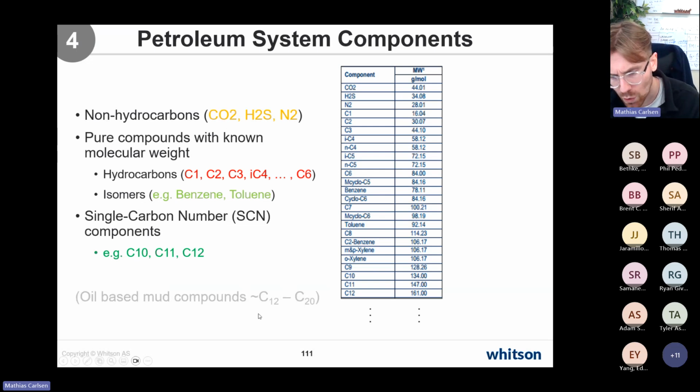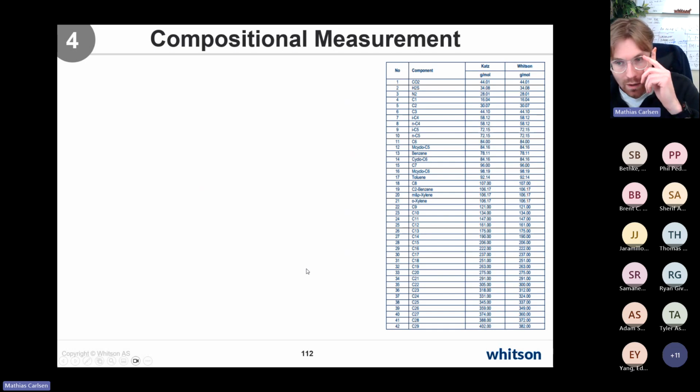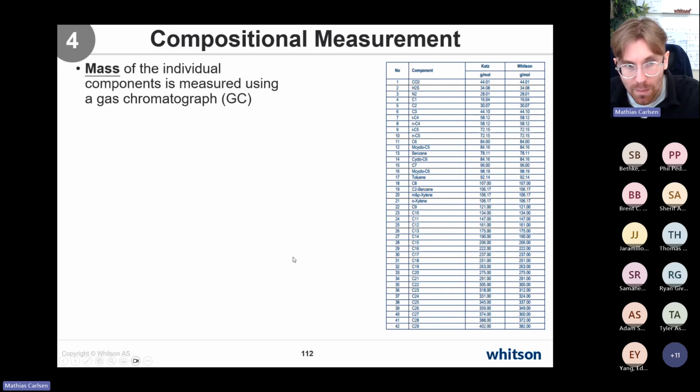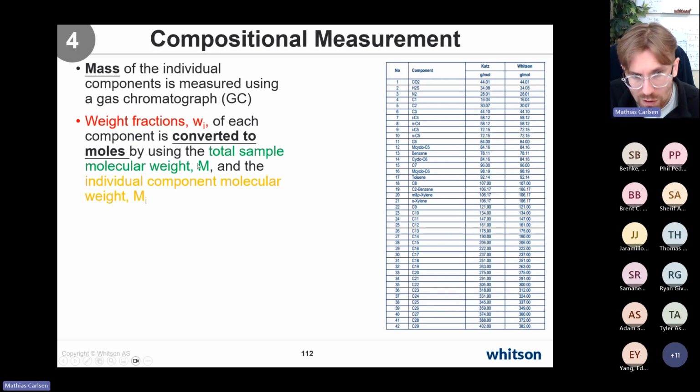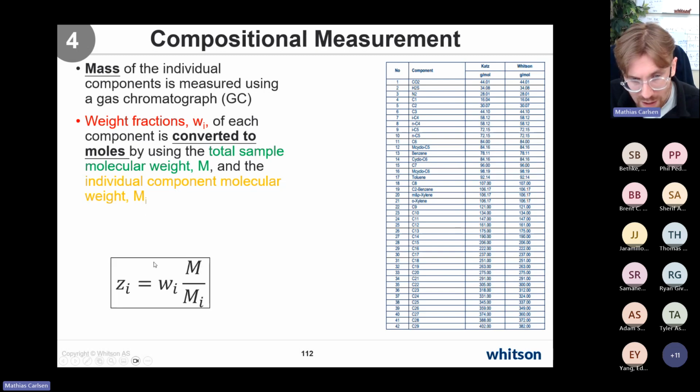And just for reference, if any of you have worked with oil-based muds, they typically have components from C12 to C20. The reason why these compositions are probably the most uncertain thing that you measure in the laboratory is not only because there are so many stages that we talked about, but also because when you run a GC, you're not measuring the moles that you'd like to use, you're measuring the mass fraction of each individual component. You take these weight fractions and convert them to moles by using the total molecular weight and the individual component molecular weight, which is this formula right here.